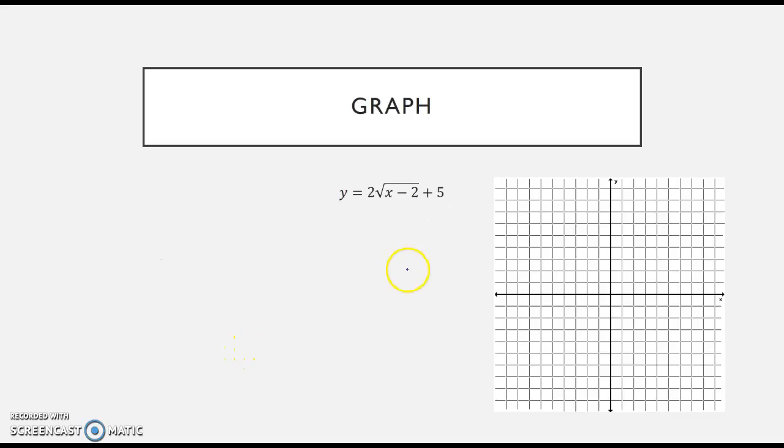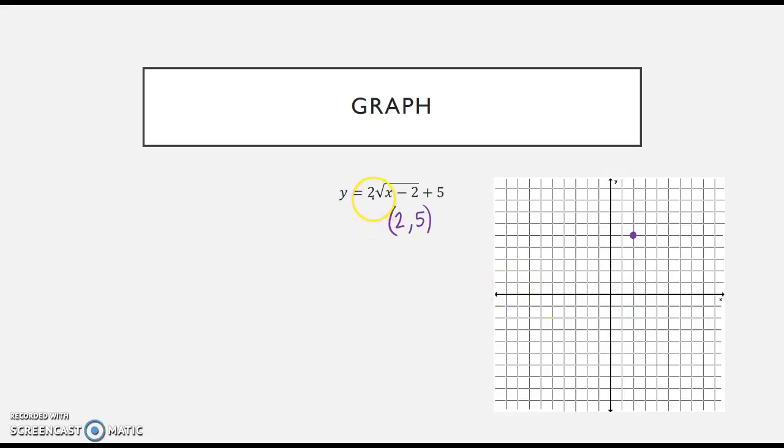So for example, I want to graph 2 times the square root of x minus 2, plus 5. So I'm going to start by finding that HK point. Remember, H is always opposite, so this would be a positive 2, and then K is the same sign, so we got positive 5. So my HK point is at 2, 5. So I'm going to go to 2, 5 on my graph and put a point.